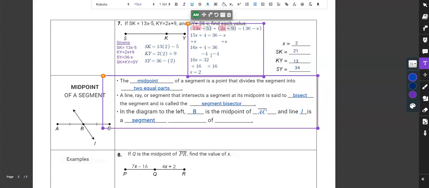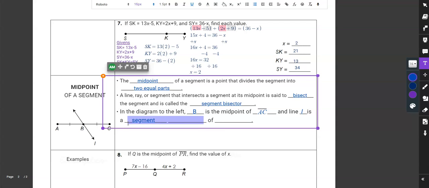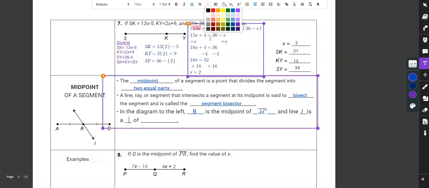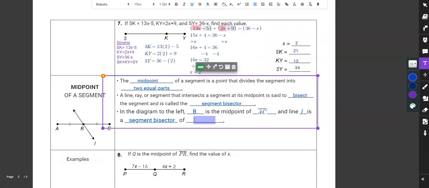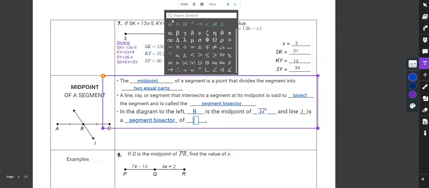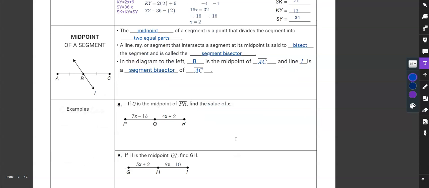Segment bisector of, and this is going to be segment AC. Let's do it again. Oh, blue. We're going to segment AC. All right. So we're going to apply that information.